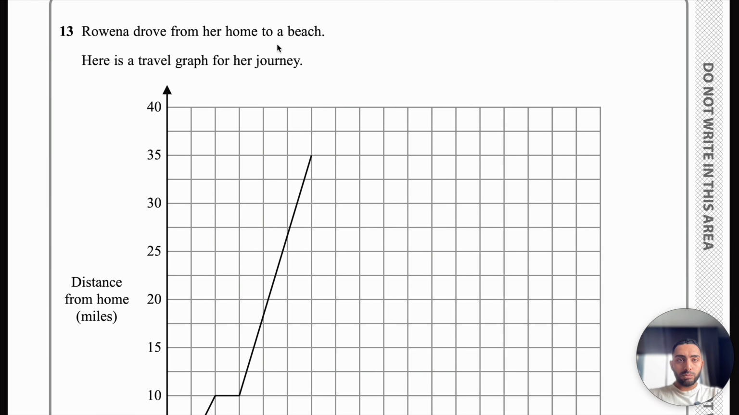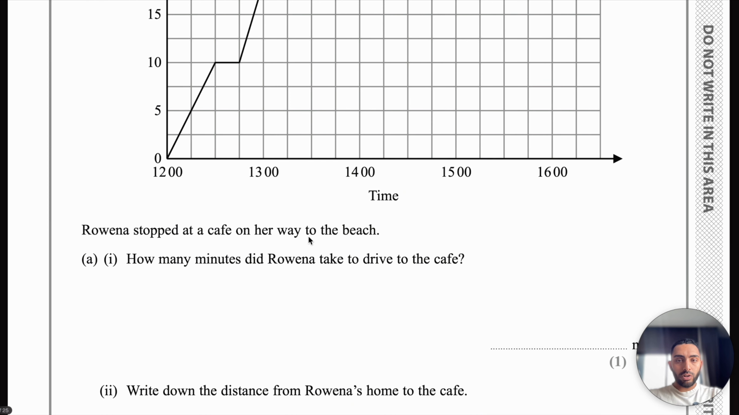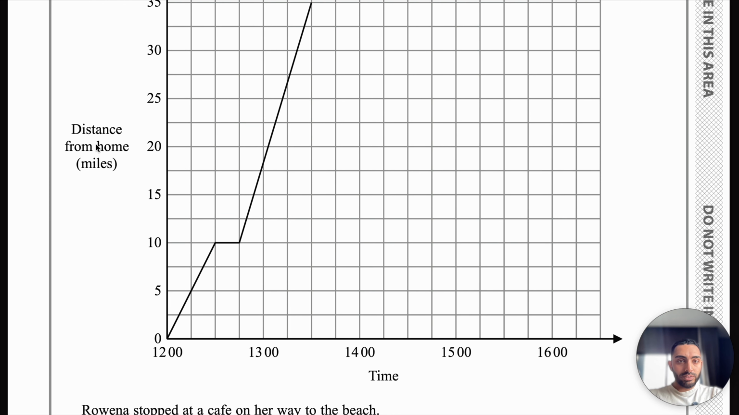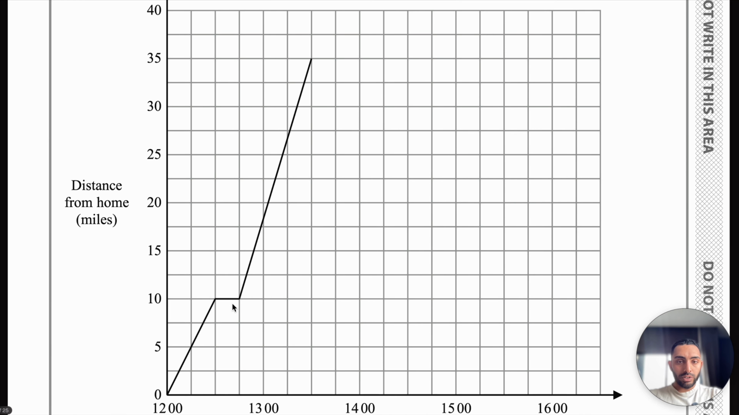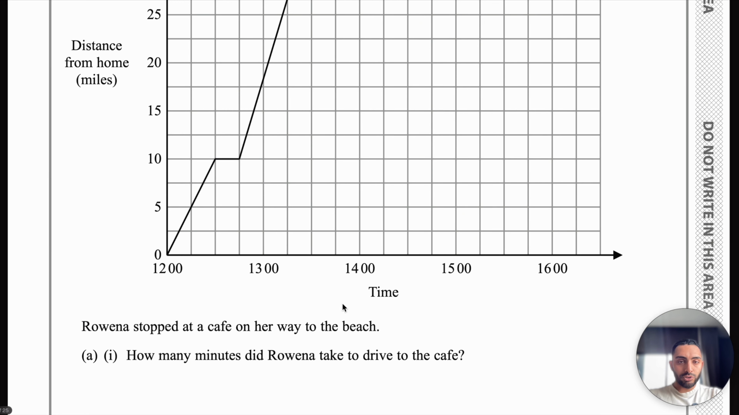Rowena drove from her home to a beach. Here is a travel graph for her journey. Rowena stopped at a cafe on her way to the beach. How many minutes did Rowena take to drive to the cafe? You can see on the distance time graph, she's traveling between this and this point. She stops for a little bit and then she travels a little bit further. We want to find how many minutes it takes to drive to the cafe.